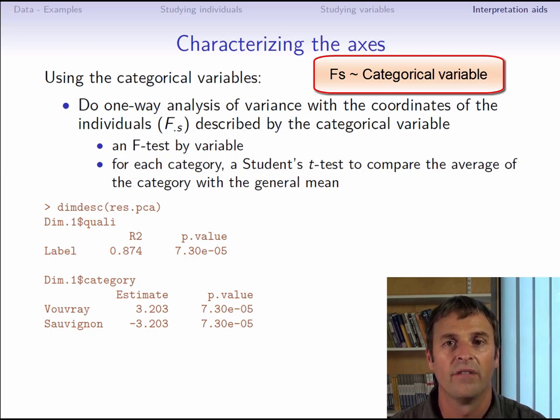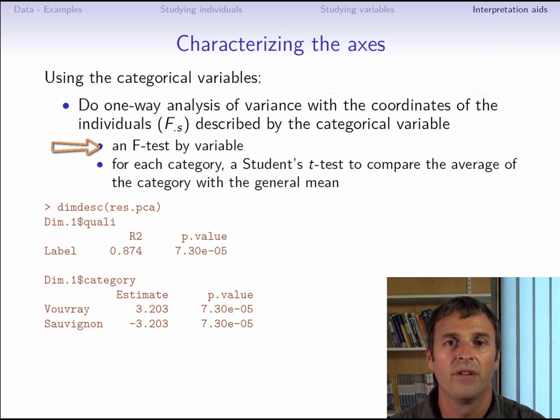Then, for each categorical variable, an F-test is performed to see if it is related to the given dimension. Second, a Student t-test is performed to compare the average of the individuals who have that category with the general average. We test whether the coefficient equals 0, supposing that the variances of the coordinates are equal for each category. The one-way ANOVA coefficients are sorted according to p-values in descending order for the positive coefficients and ascending order for the negative ones.